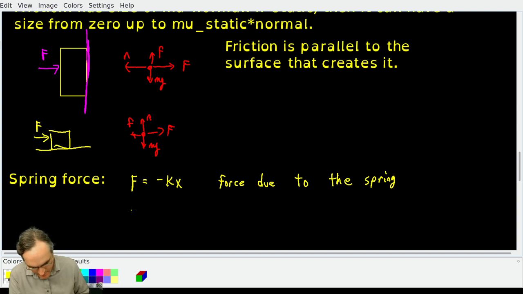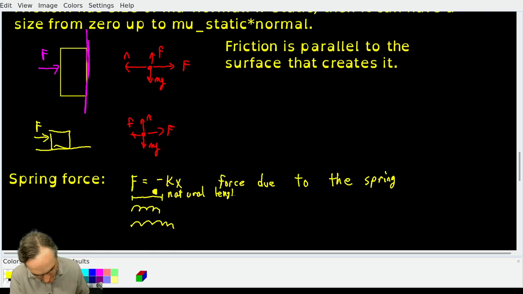Also, the x is important. Springs have a natural length. They'll only exert forces if they've been stretched beyond that point. I should actually say this is natural length, x equals 0. And here, we've stretched it out by a distance x.